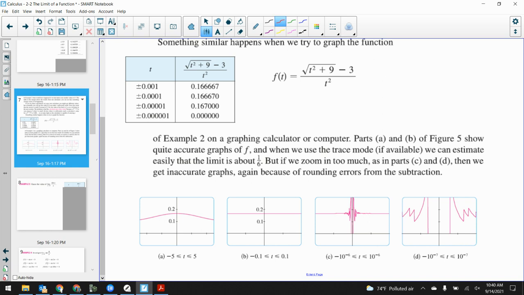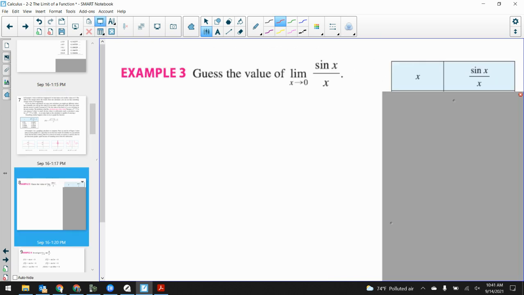Why? Because t can never equal 0. T can never equal 0, but it's going to get closer and closer to 0, so that you can calculate what the limit would actually be. Okay, we're going to see this here again in a second.